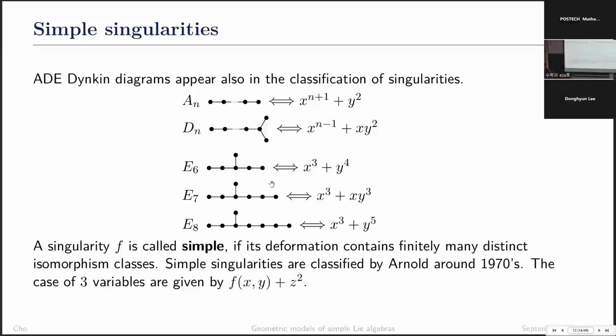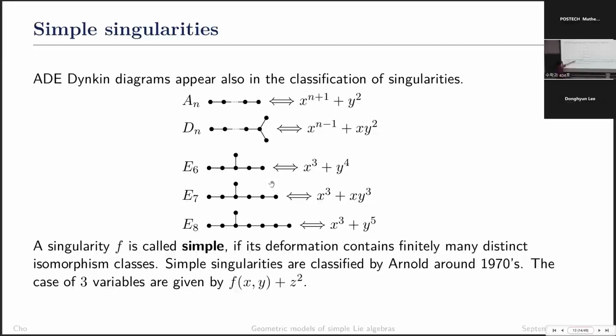Okay, so what's the idea? The idea is using singularity theory. Classically, Arnold. Singularities are functions like x cubed plus y to the fifth and so on. Arnold classified singularities in the 70s and found that the same Dynkin diagrams as in these Lie algebras somehow classify simple singularities. A singularity is called simple if its deformation contains finitely many isomorphism classes of singularities.